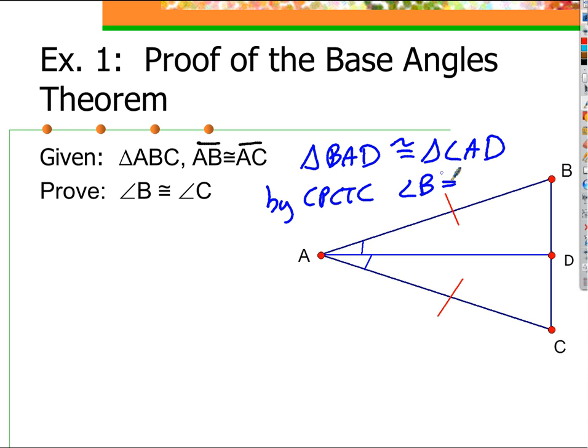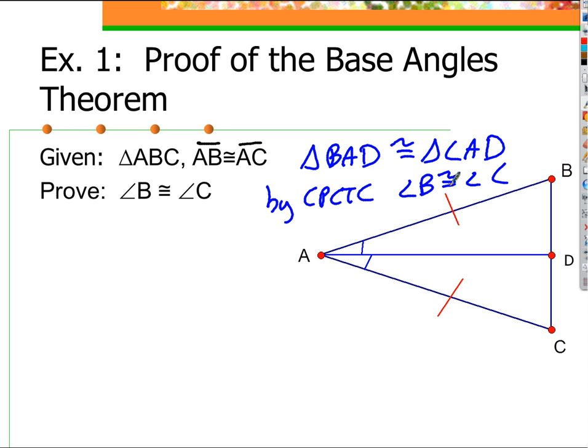Angle B would have to be congruent to angle C, right? Does that make sense why we'd want to do that? All we have to do is just show that those two little triangles are congruent. Now, how many congruence marks do we need to do that? 3. We got 2, right? We've got the original 2 that we started with.